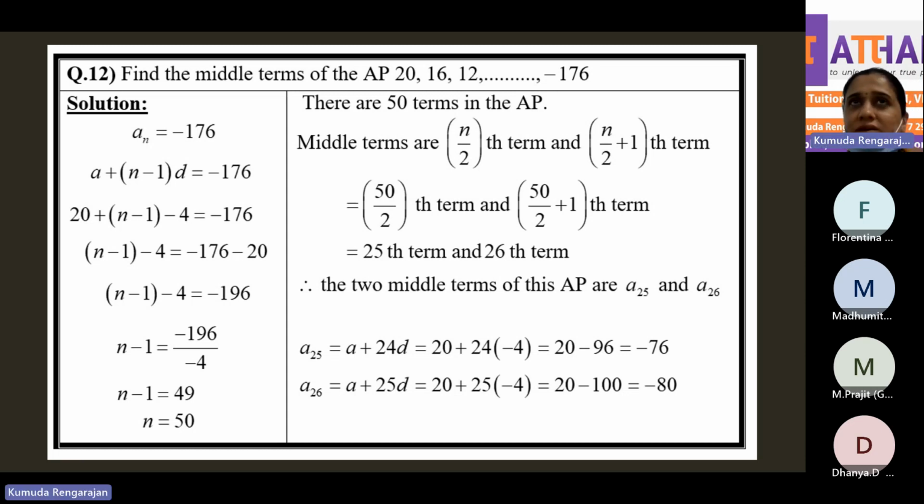Then n is 50, even. So 50 by 2, 25. 50 by 2 plus 1, 25 plus 1, 26. So the 25th term and the 26th term are the two middle terms. Now what's the question? Find the middle terms. So you should find A25 and A26. That's A plus 24D and A plus 25D.